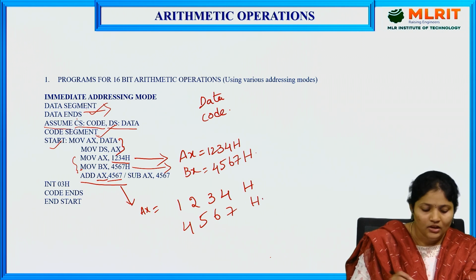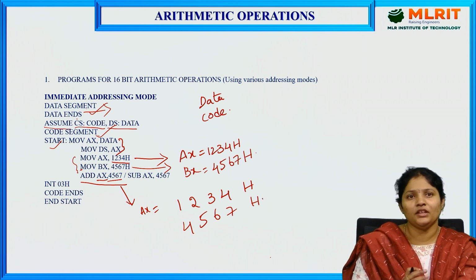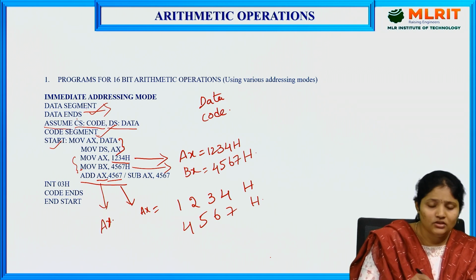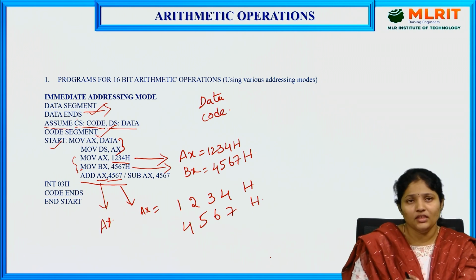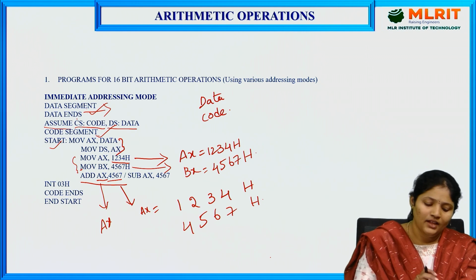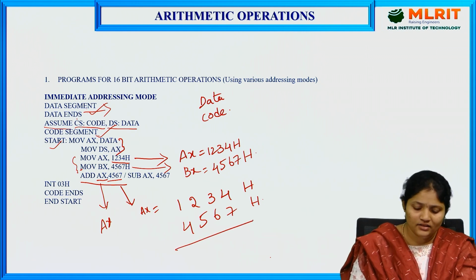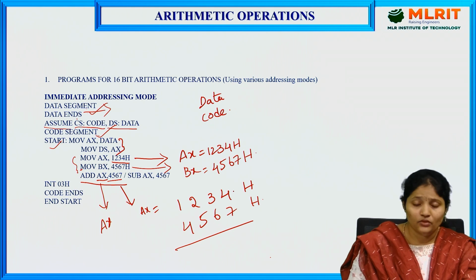4567H directly. So the output, as you all know, will always be stored in the destination register itself. Here the destination register is AX. So after performing the addition operation, the output is available at the AX register itself. So what is the output at present at the AX register? Here 7 plus 4, which is nothing but 11.